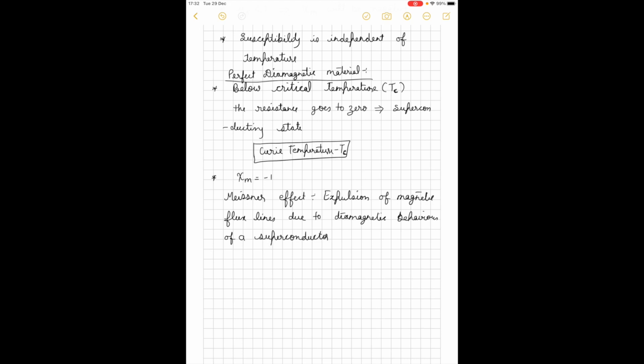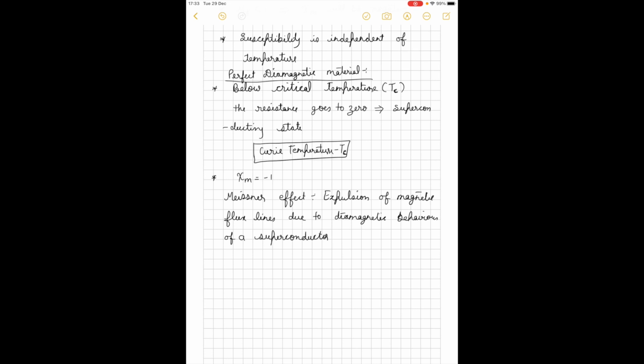This expulsion of the magnetic field lines is the basis of magnetic levitation using superconductors. You might have done an experiment, or seen it in some videos. So what is it? If you bring a permanent magnet close to a superconductor, it tries to expel the magnetic field, and the result is that the magnet can float and levitate over the superconductor. That's basically magnetic levitation.